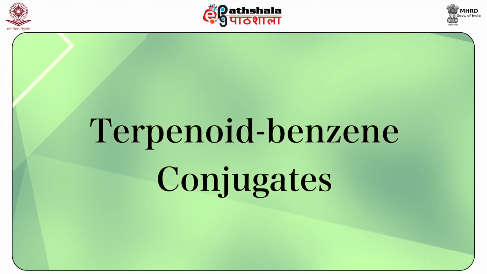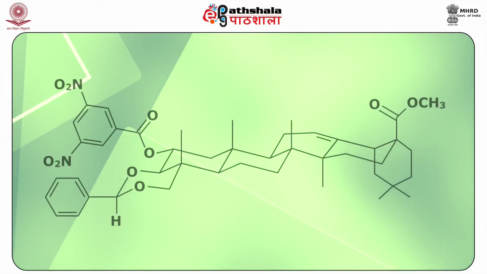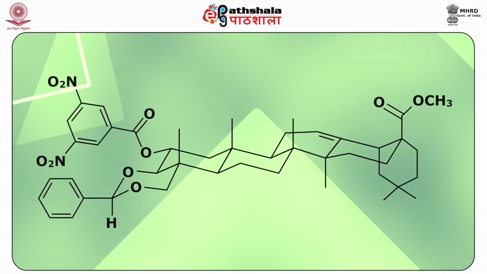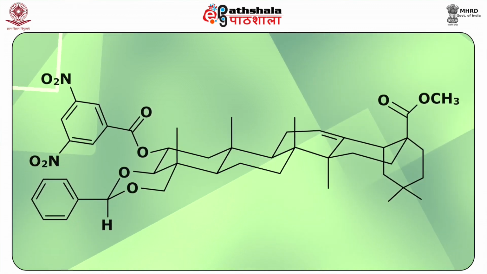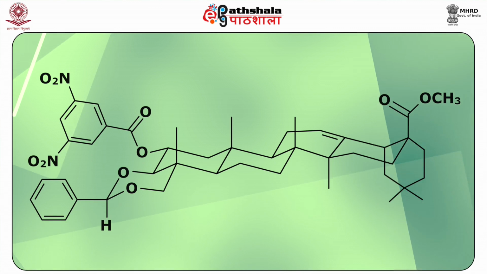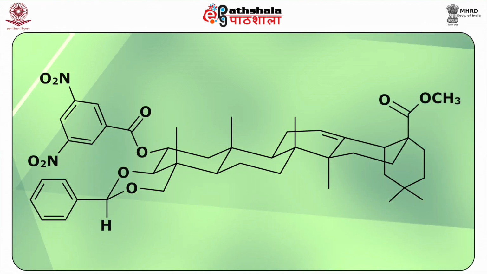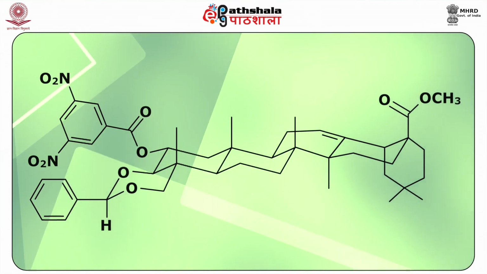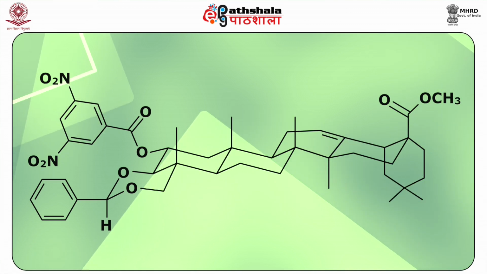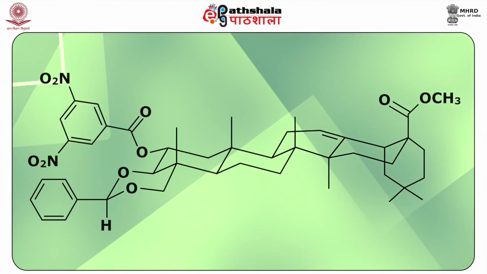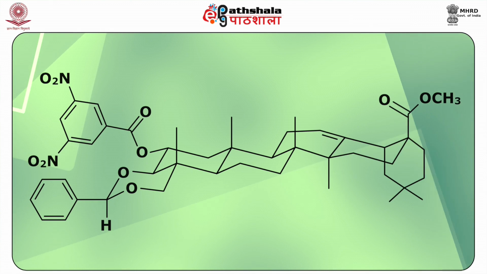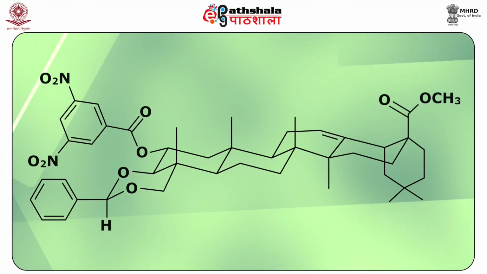Terpenoid benzene conjugates. A terpenoid benzene conjugate 7 is able to form gels with different alcoholic and mixed solvents. This compound gives stable and efficient gels with aliphatic alcohols at less than 1 weight percent of the gelator.